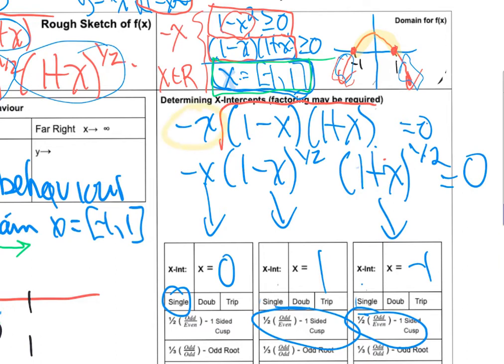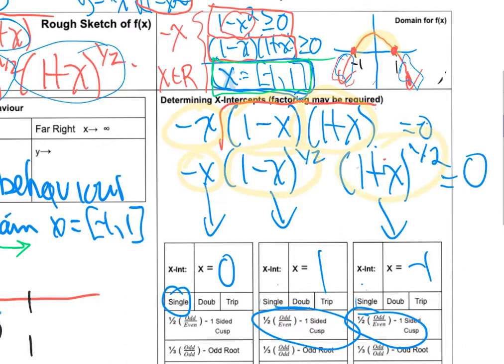One factor is the negative x. Another factor is 1 minus x. Another factor is 1 plus x. What I can do then is apply that, because that square root is exponent of 1/2, and I can put them on each factor. So that negative x, that's a single x-intercept, linear. Then it's 1 minus x to the 1/2, and it's 1 plus x to the 1/2.